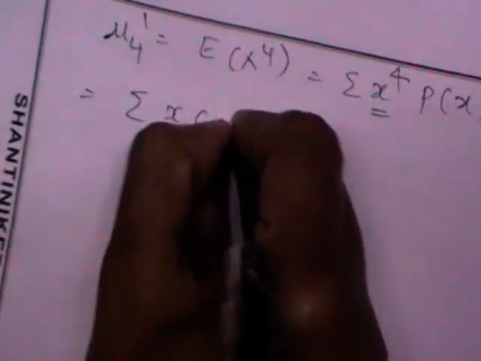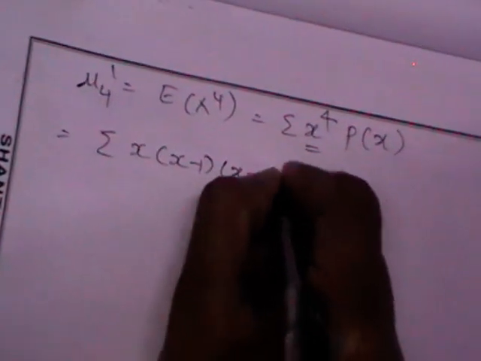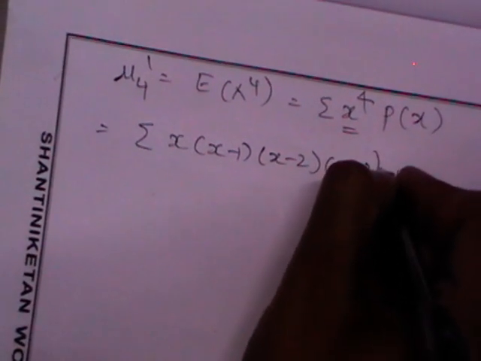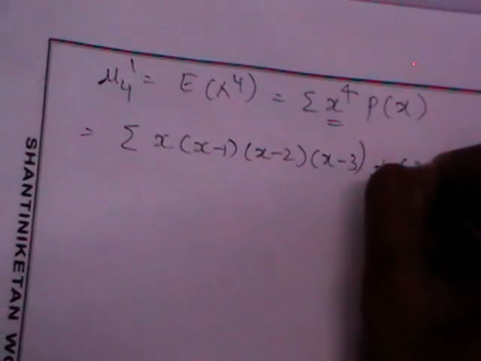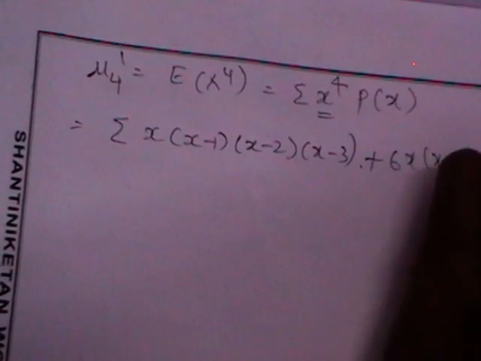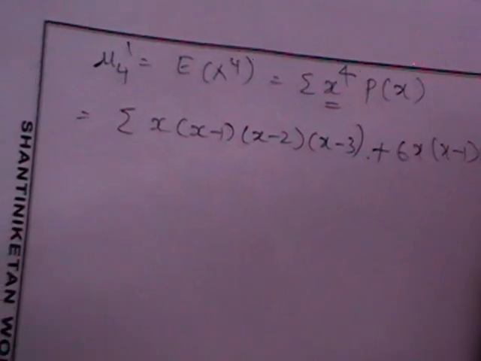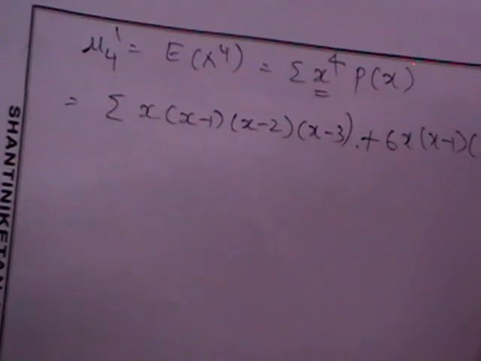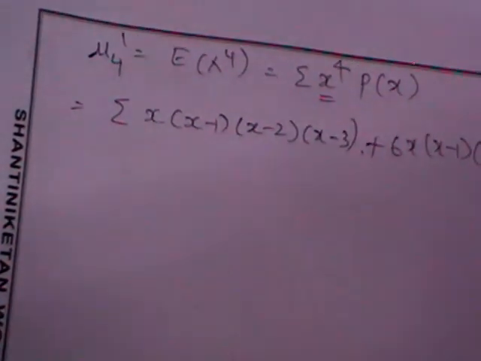So mu4, I will do only half of it. Try to do the remaining part. What is the formula for E of x power 4? So this will be sigma x power 4 into p of x. What I said, don't take this as it is, as we have formulas for x power 4. What is the formula for x power 4? You will get x into x minus 1 into x minus 2 into x minus 3 plus 6x into x minus 1 into x minus 2. You should learn this by heart, plus 7x into x minus 1 plus x into p of x.